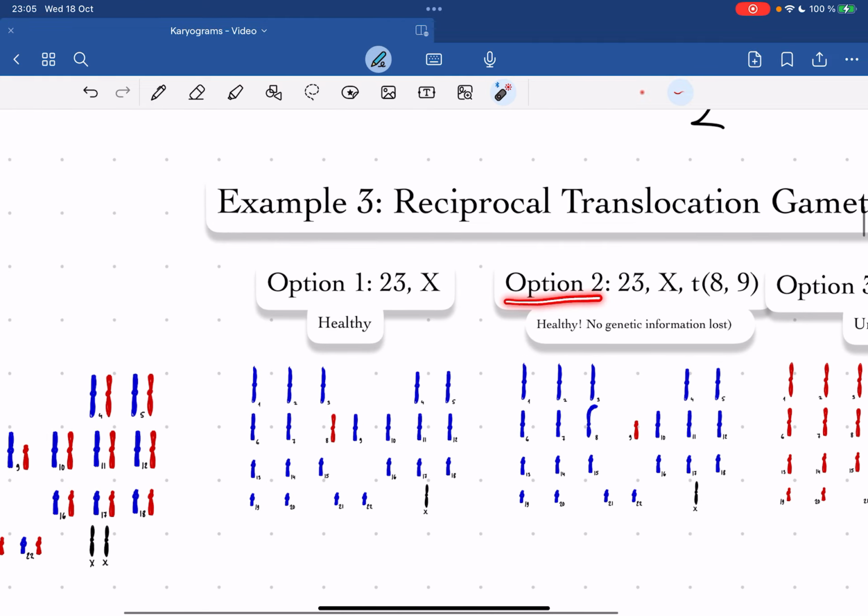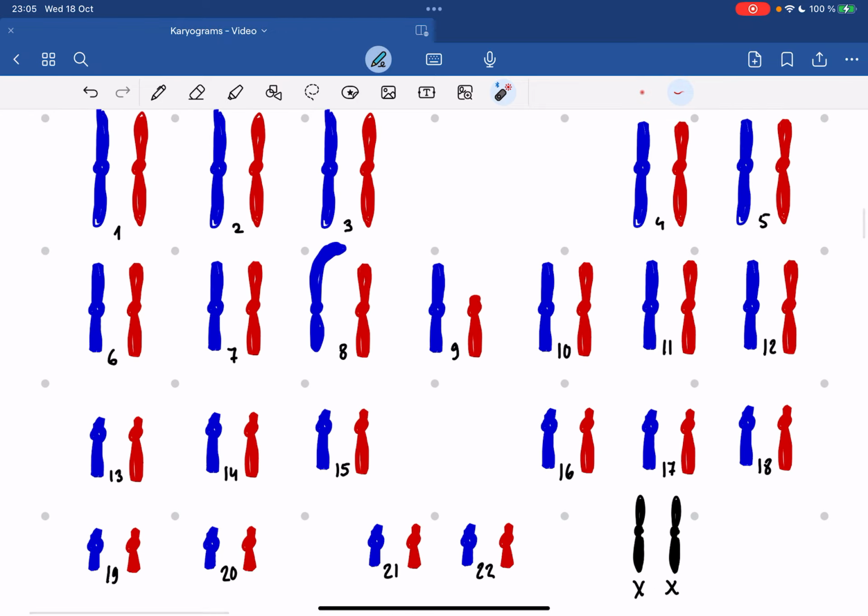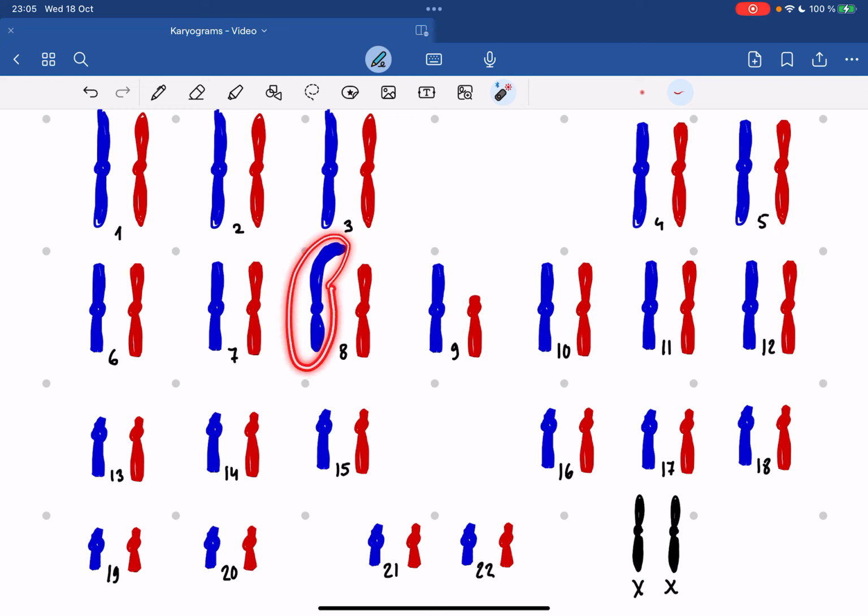However, for option 2, we can have, again, a healthy person by taking the 2 non-normal options. So it would be this one and this one. Why? Because again, the piece that is missing here has just migrated here. So we're getting a net of 0. The genetic information on these 2 equals 2 separate chromosomes. So we're not losing and we're not gaining anything here.